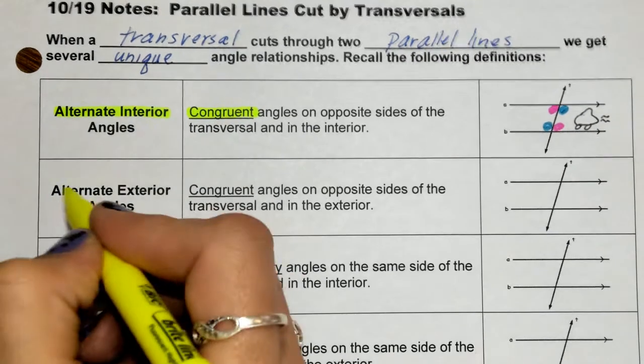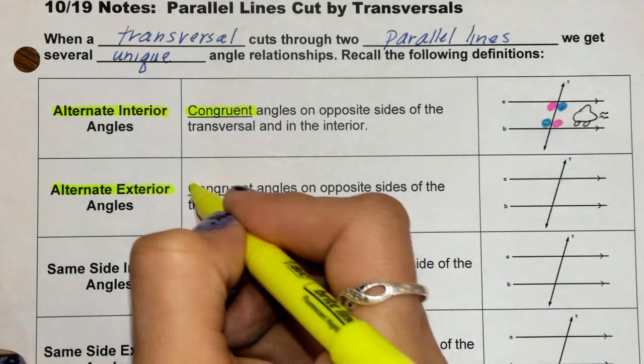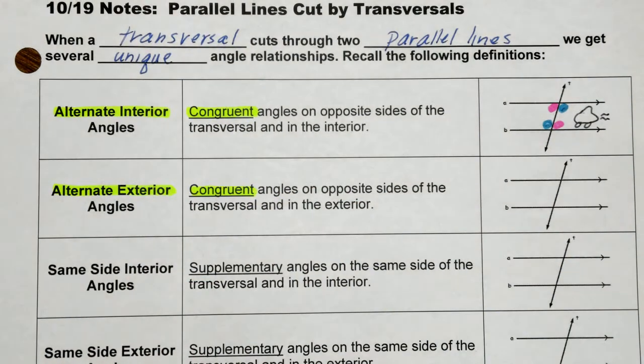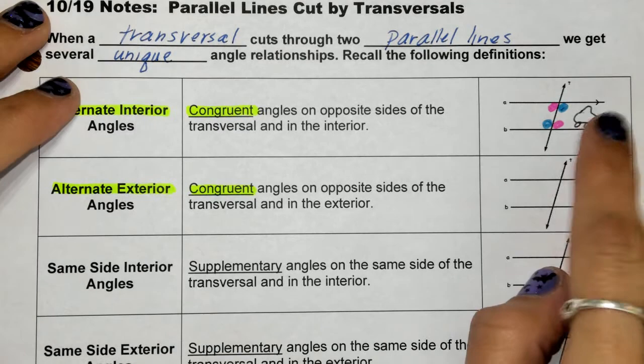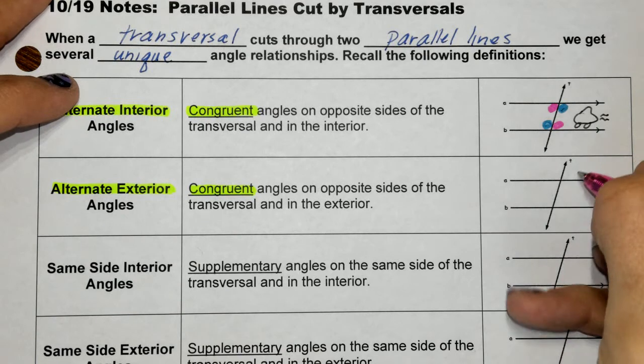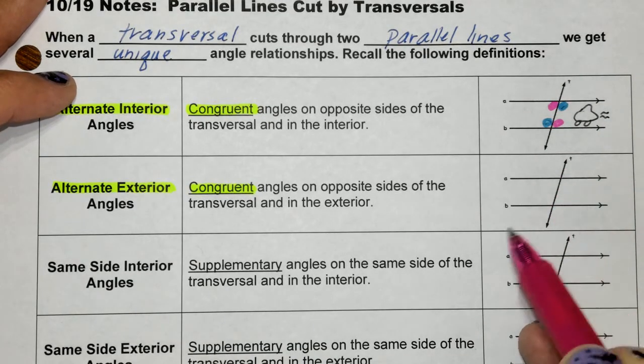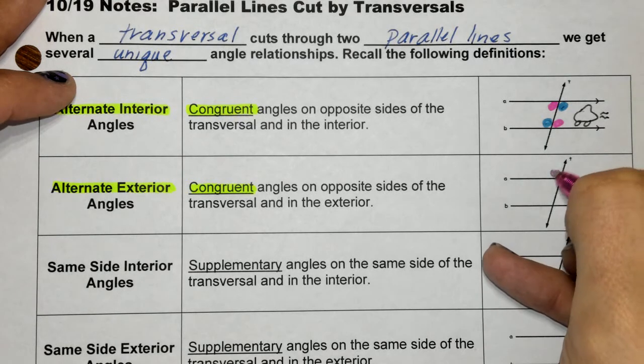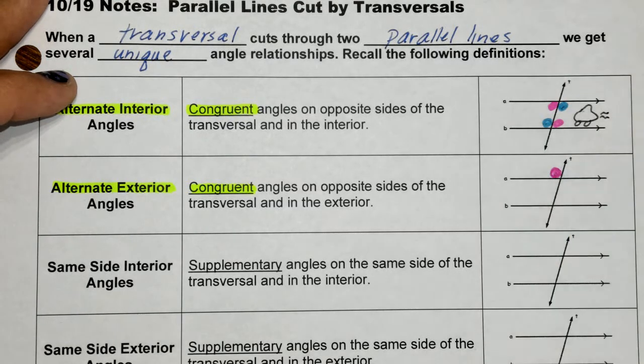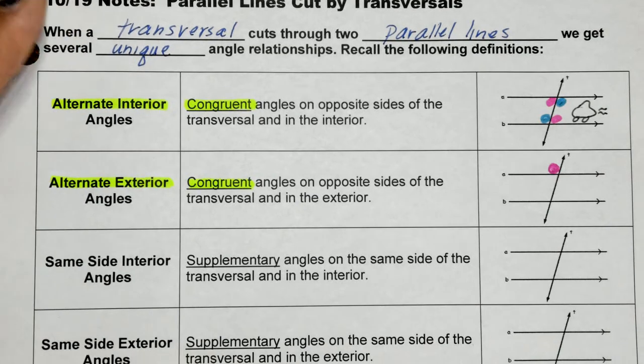For your alternate exterior angles, they are also going to be congruent. So we're still on opposite sides of the transversal, but now we're exterior. We're out of the road. We're not getting hit by that car like we did on the interior. So if we start exterior, remember we've got 2 different exterior places. We've got up here and we've got down here. Let's start with this angle right here. So I'm going to go to the alternate side and I'm going to stay on the exterior, but I've got to go to the other exterior.